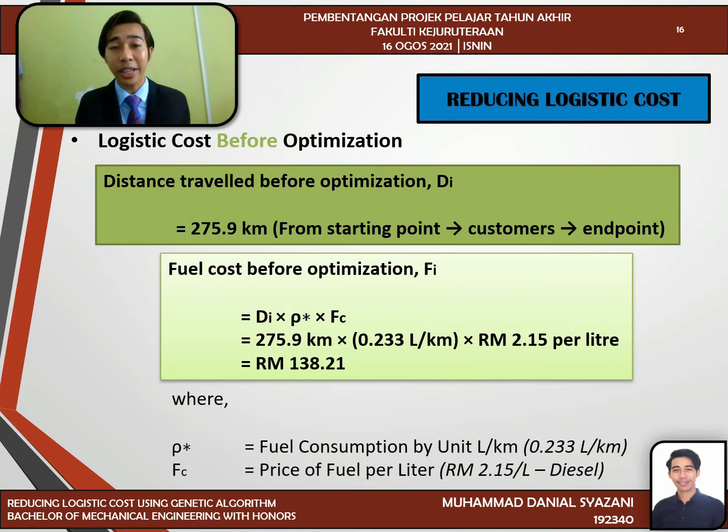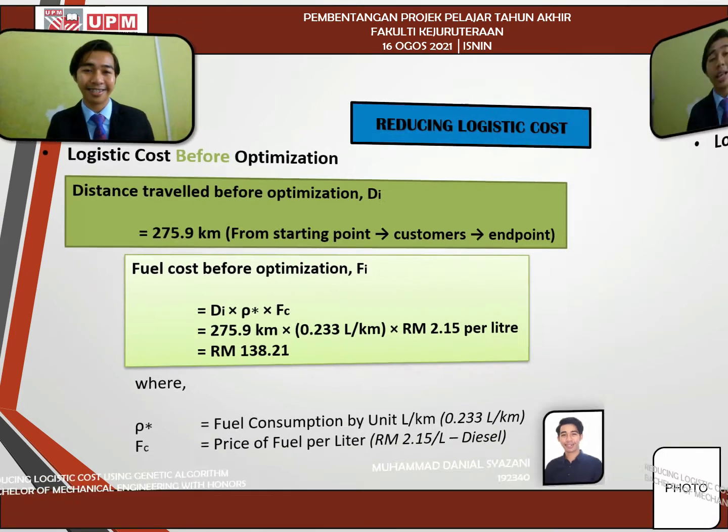In order to prove that this project can reduce logistic costs, first thing first, we need to calculate the logistic costs before optimization. For information, the distance traveled before optimization according to the sequence is about 275.9 km. Then we substitute that information into the equation of fuel cost before optimization and we get the answer of about 138 ringgit 21 cents.